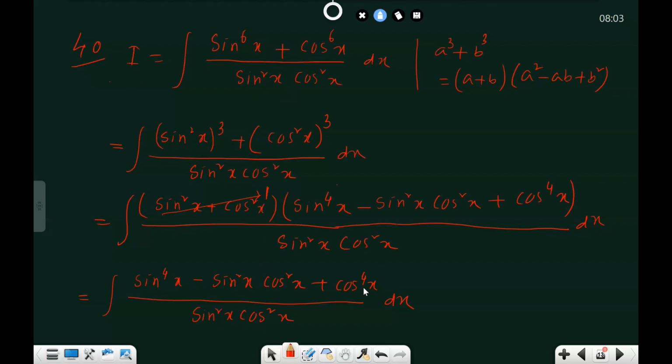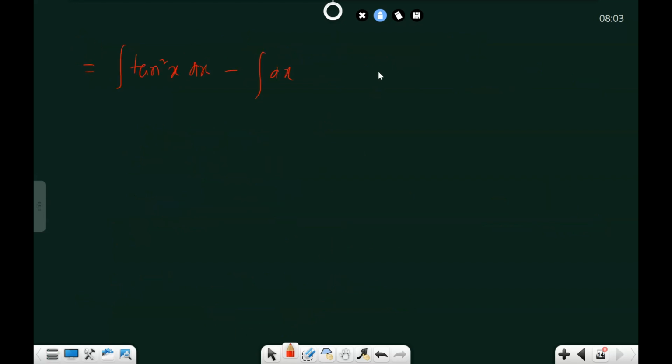And here cos⁴ divided by sin⁴, and therefore cos² is cancelled. So it is cos² divided by sin², and that is cot²x. So plus integration cot²x. This one.